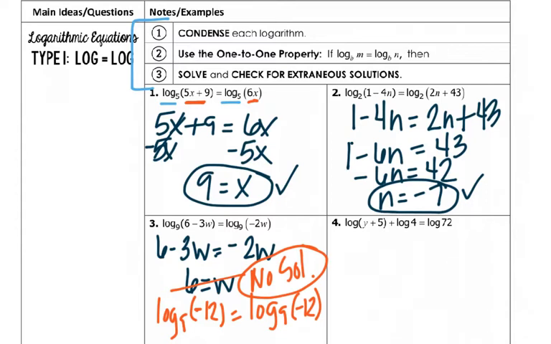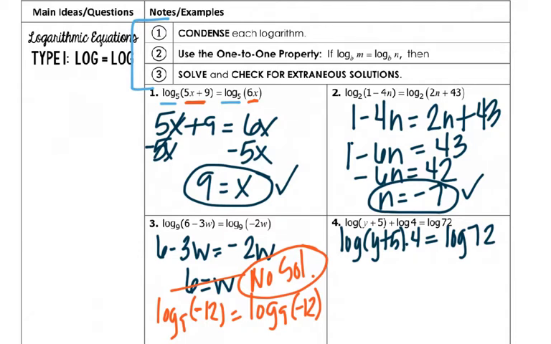So let's look at number 4. This is the first one where we have to condense the log first. Remember, when we have the same base and we were adding, that really means they're multiplying. So this is the same thing as the log of y plus 5 times 4 equals the log of 72. So we're just going to drop everything now and use the one-to-one property.